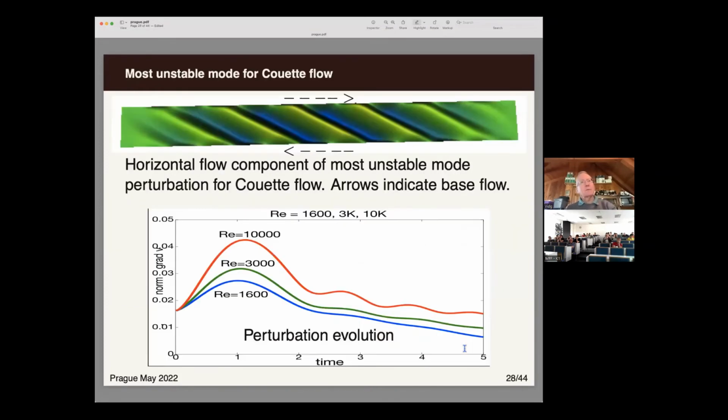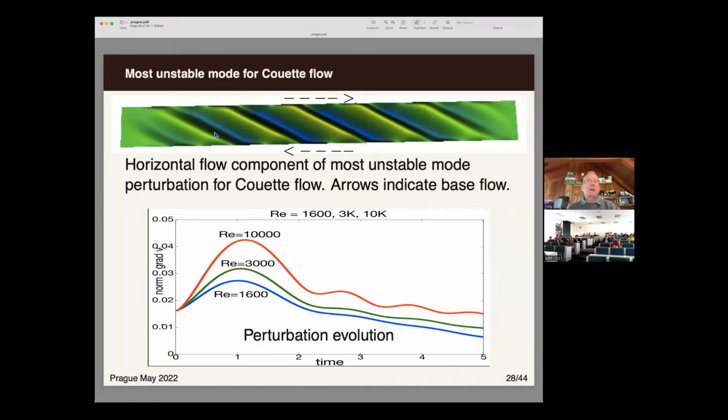And Les asked, what's the most unstable mode for Couette flow? Well, it looks like this. So you might ask, why didn't people know this before? Well, the answer is it wasn't so easy to compute. Whereas today with Phoenix, this is a relatively easy computation to do.